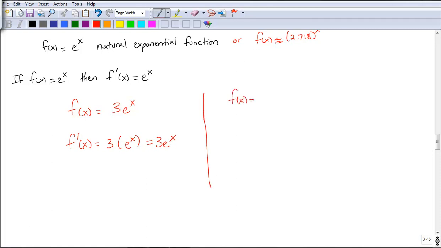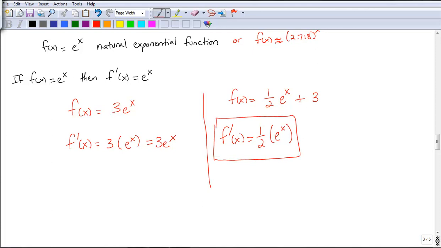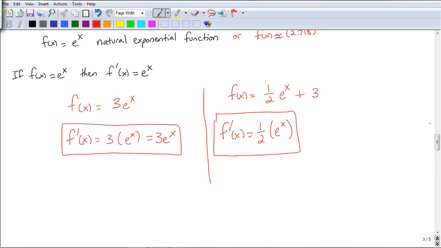If f of x is 1/2 e to the x plus 3, then the derivative of this would be 1/2 is a constant. E to the x, when I take the derivative, gives me e to the x. The derivative of 3 is 0. Just 1/2 e to the x would be the derivative of that. So when you take derivatives with e to the x, you just get e to the x back. It's a really, really nice thing about the function e to the x. So this is something we'll be using more often later, but I just wanted to talk about it because the book does here.